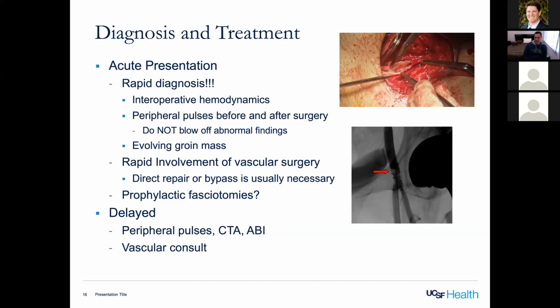Rarely you'll see an evolving groin mass and hematoma formation in that area, but given that there's a potential space for that to go into the pelvis, that's probably not as common. Obviously, your first call is to vascular surgery. Usually some kind of direct repair or bypass is necessary, plus or minus prophylactic fasciotomies, depending on how long it's been going on. If there's a delayed presentation, for instance a change in peripheral pulses, or you suspect an aneurysm, and the patient's in clinic, if it's not an emergency, then a full workup with either a CTA or ABIs and a vascular consult is warranted.